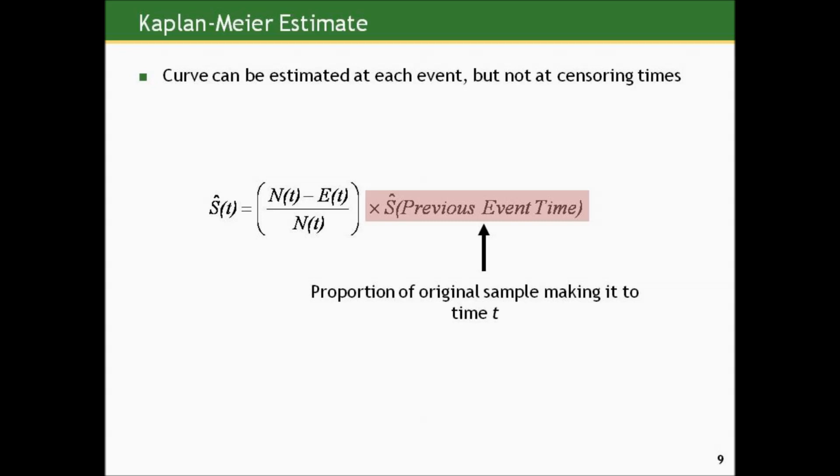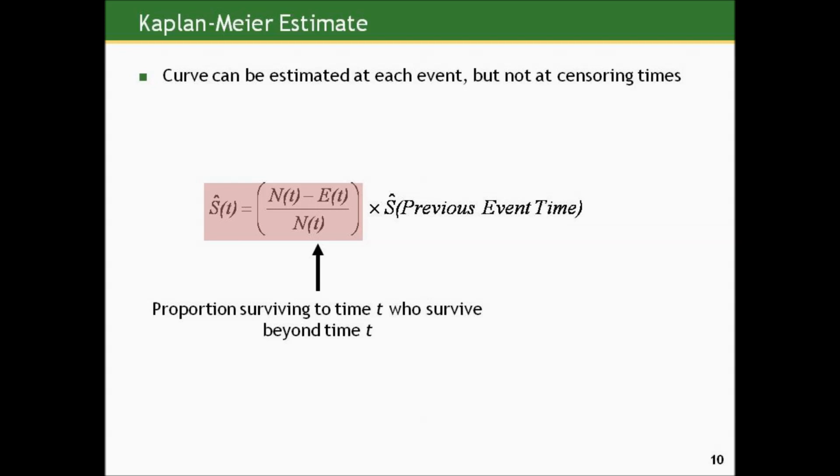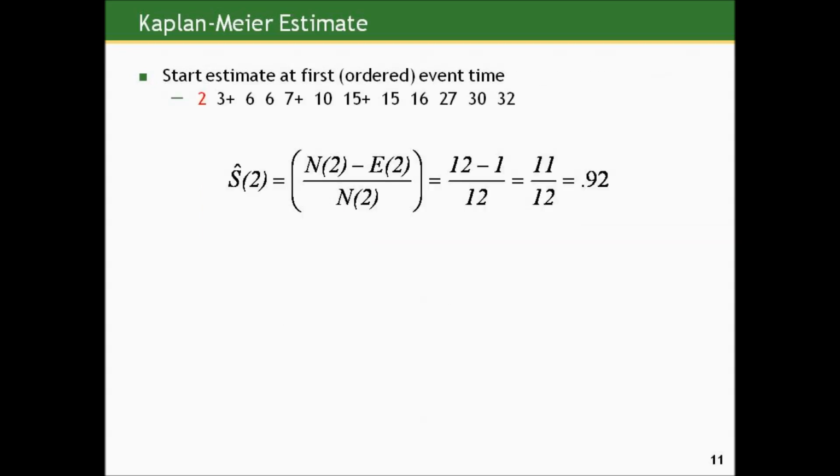And then we multiply that by the proportion who were actually around at that time who make it beyond that time. Two pieces of information go into this. What proportion of the original sample is around right before that time? And of that group, what proportion make it beyond that time? Those two pieces of information put together give us an estimated proportion of the original sample who make it beyond that next event time.